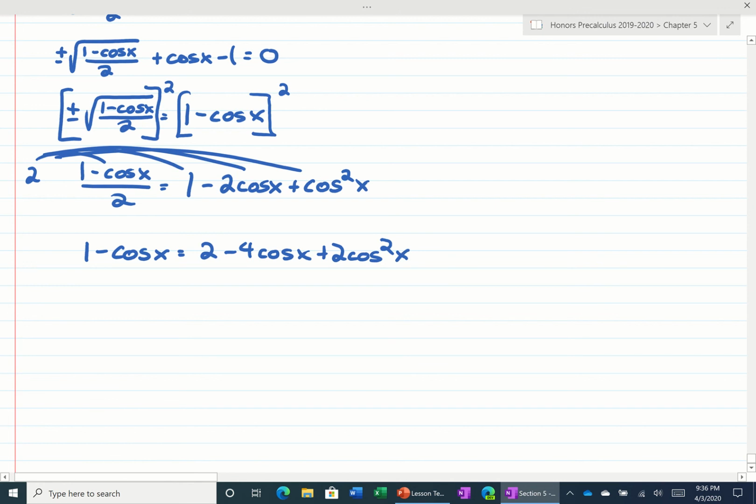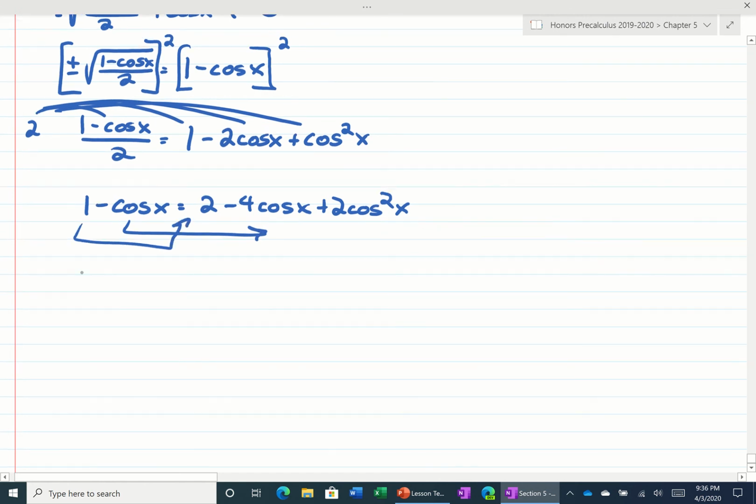And let's get everything on one side, make it equal to 0, and then we could factor and solve it. So if we bring this cosine over, that would be negative 3 cosine. And if we subtract 1, that would be 1. So let's tie it all together here. If we get it all on one side, we get 2 cosine squared of x minus 3 cosine of x plus 1 is equal to 0.